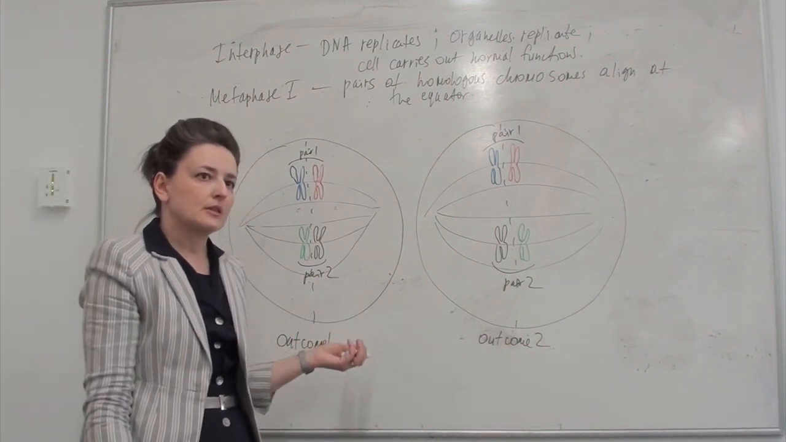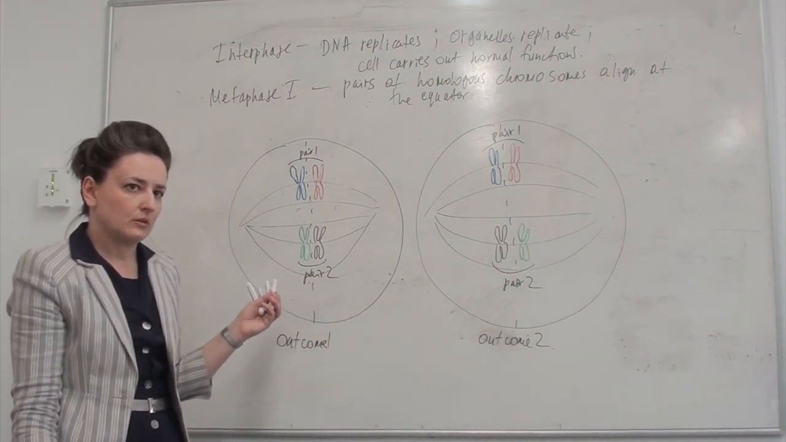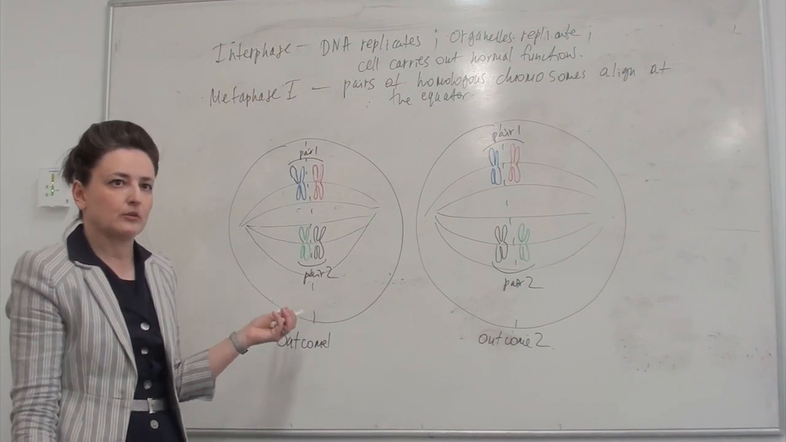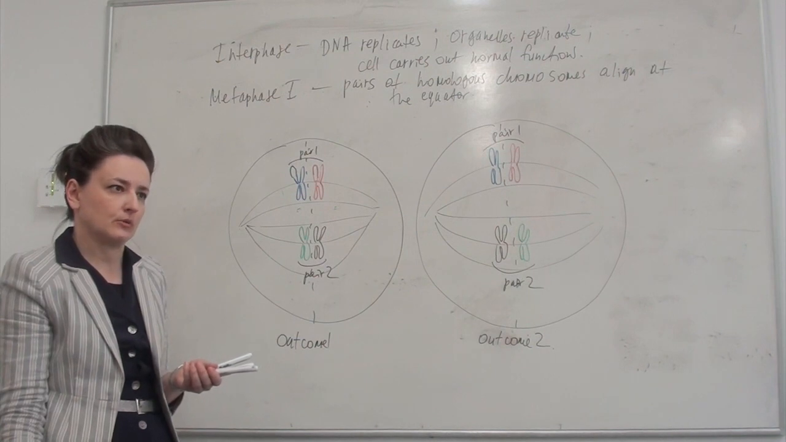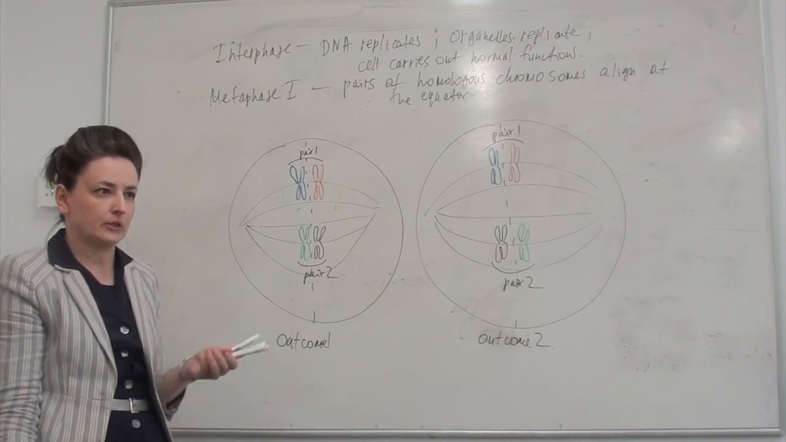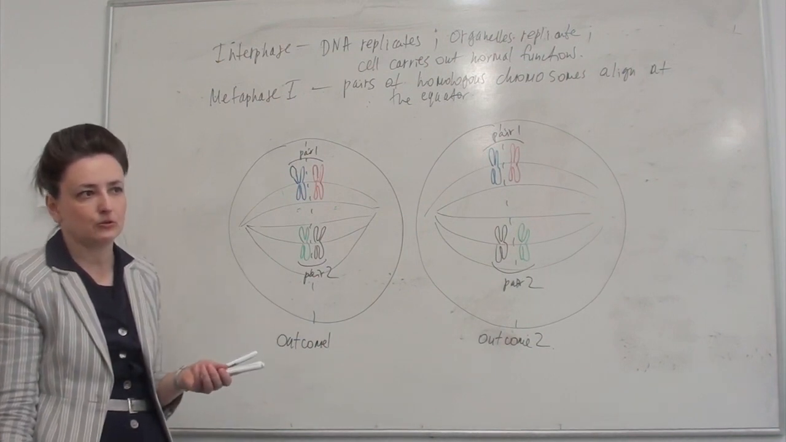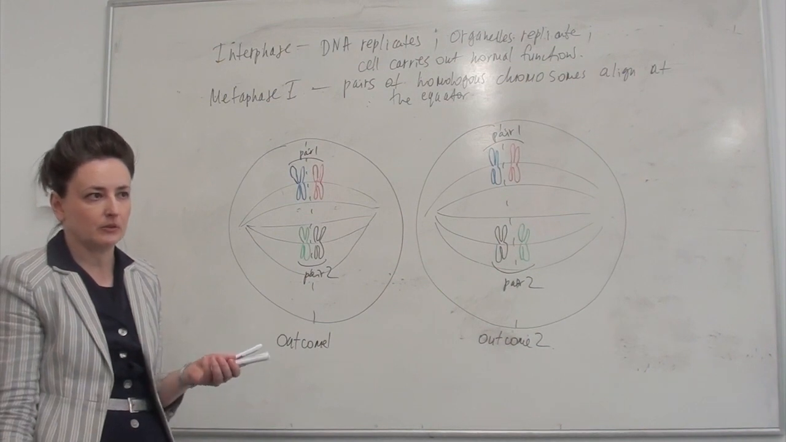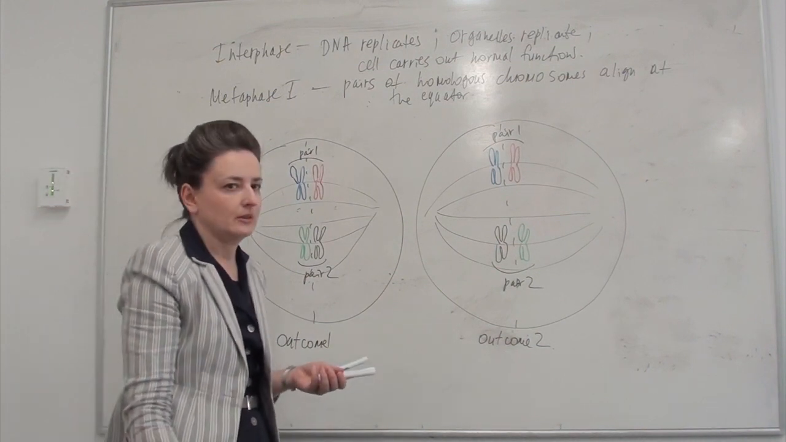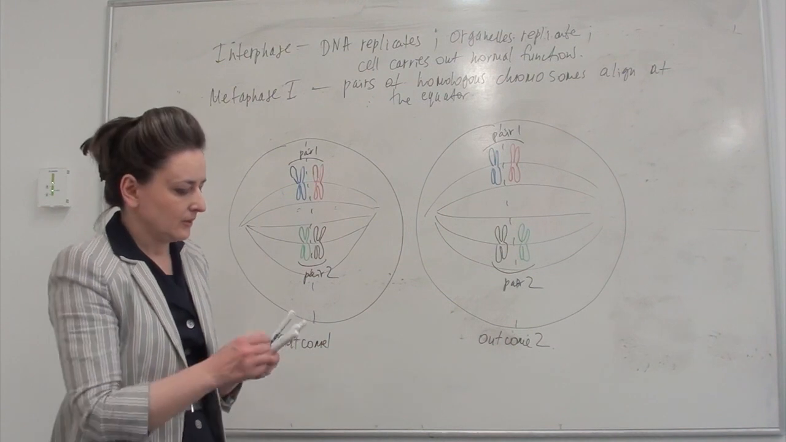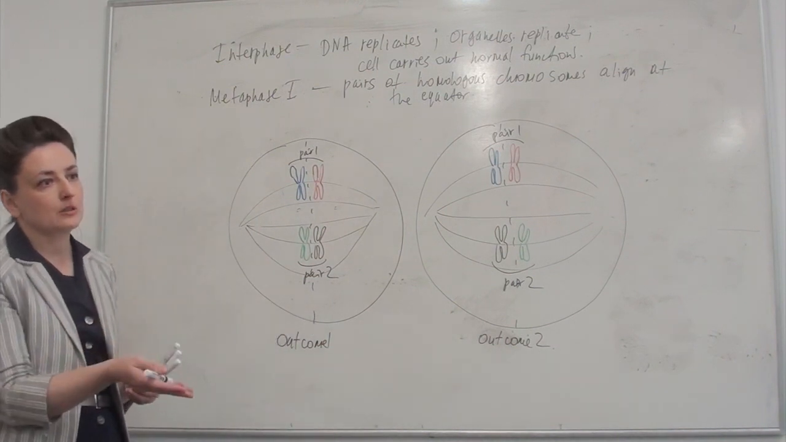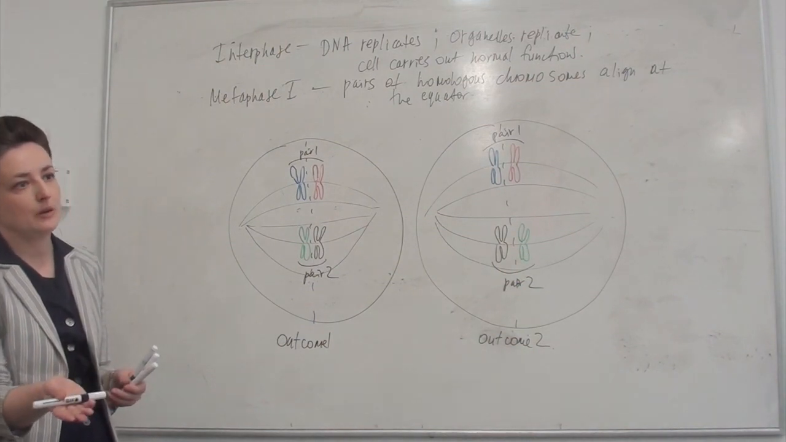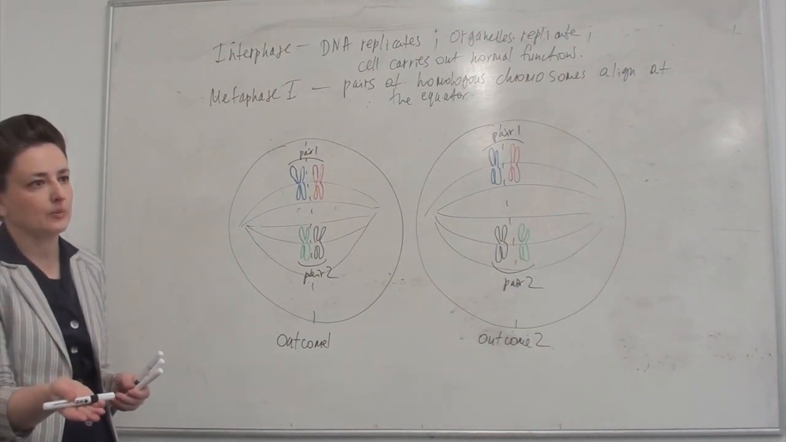So don't forget, this is happening not just with one pair of chromosomes, or two pairs of chromosomes. This is happening with 23 pairs of chromosomes. Do you remember that in real life? But I can't be bothered to draw 23 pairs. You can if you wanted to, but I'm not going to. So therefore, the more chromosome pairs you add, the more possible outcomes you're going to end up with.